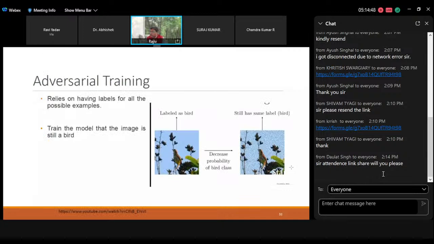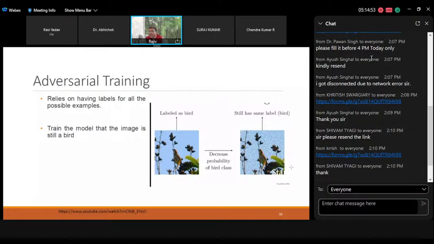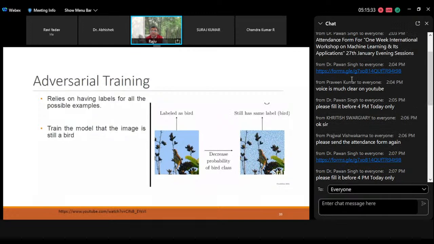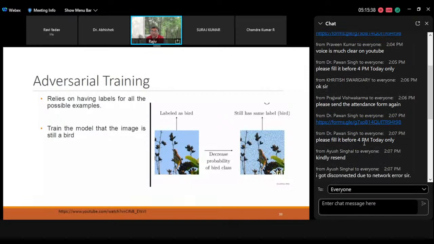So first one is called adversarial training. Now, in every machine learning model, this is kind of becoming a norm that we should provide it adversarial training. What do we do in this? So if you see these two pictures, this is labeled as bird. This is not the same picture with a different resolution. So obviously the bird class has a decreased probability in this case. However, we train it that even if it is a decreased probability, you should classify it as bird only, right?